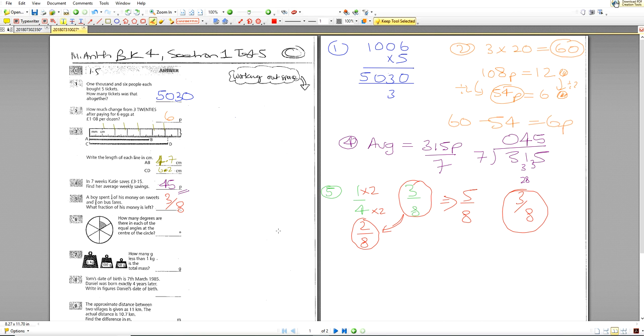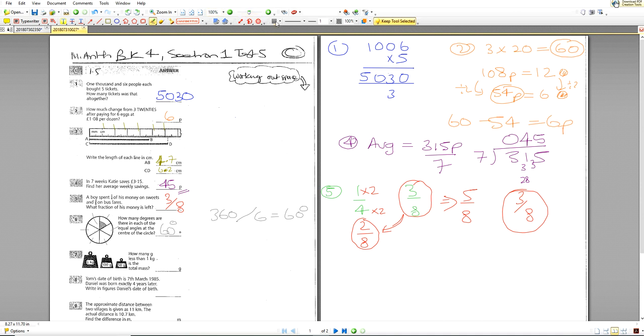Question number 6. How many degrees are there in each of the equal angles at the center of the circle? Now, if you look over here, we have 1, 2, 3, 4, 5, 6 equal sections. So we have 360 degrees, and we're dividing into 6 equal sections. So that will give us an answer of 60 degrees for each one. 60 degrees, and that's done.